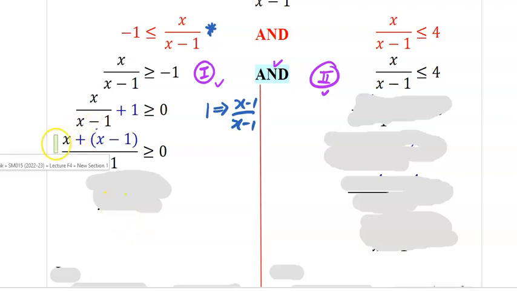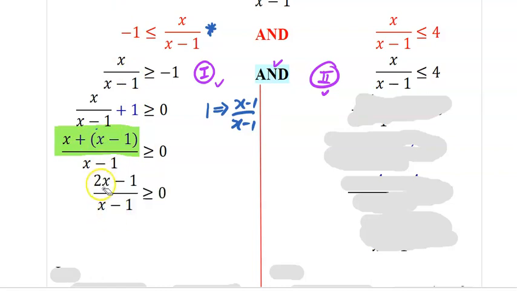Lastly, I simplify the terms here, and if necessary, I go on further with factorization to get everything in terms of linear factors. In this case, once I simplify, I get the linear factor directly: 2x minus 1 over x minus 1, and this whole thing is greater than or equal to 0.